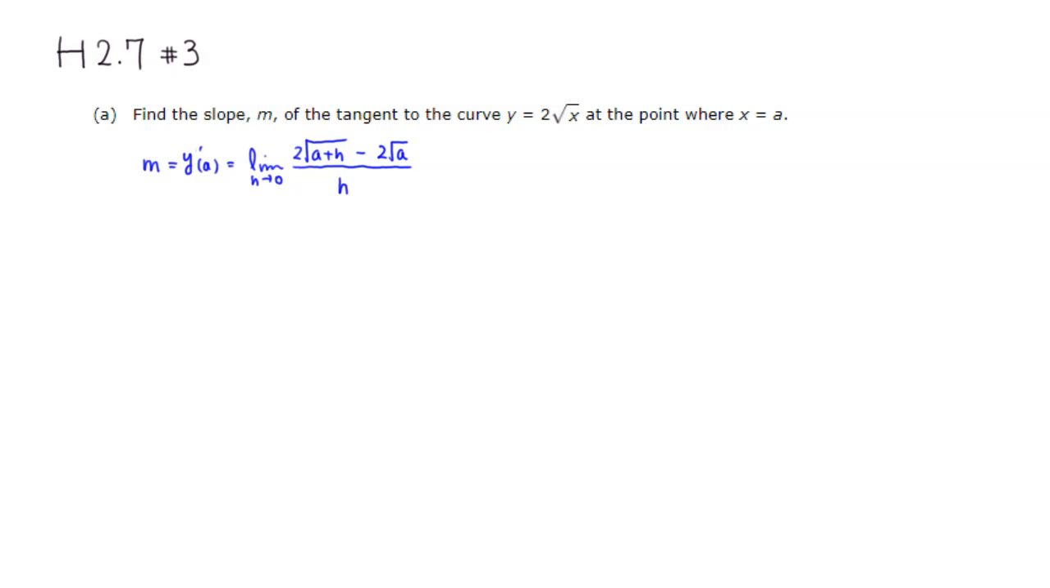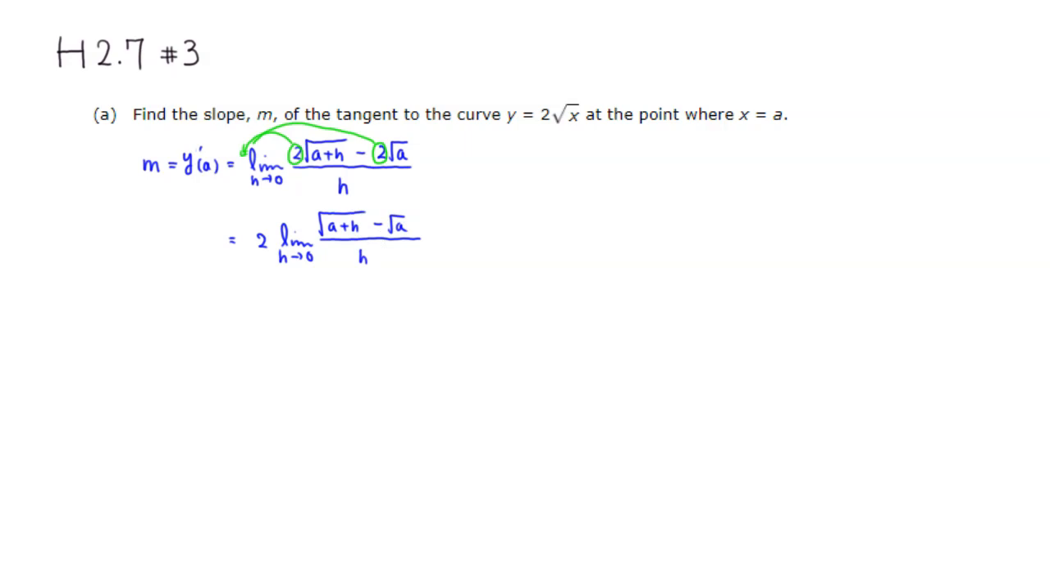In this case, you have a factor 2. This is common, so we can pull this out. I'm going to place this outside. So we're going to have 2 times the limit as h approaches 0. Then we just need to simplify this expression here: square root of a plus h minus square root of a, all over h.